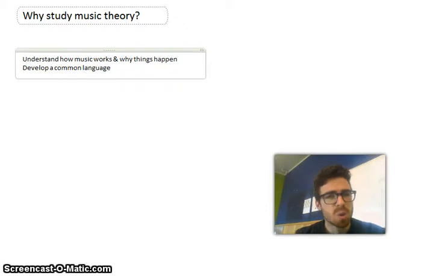Now secondly, it's really important to develop a common language between musicians so that we can discuss things with each other when we're rehearsing and working together, and that we can understand each other. So developing a common language and understanding what's going on is really important.